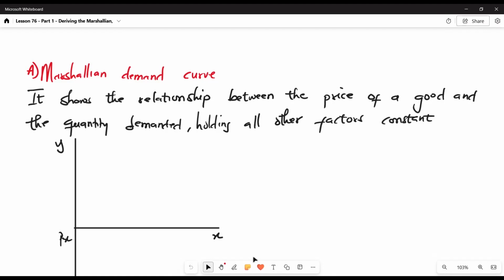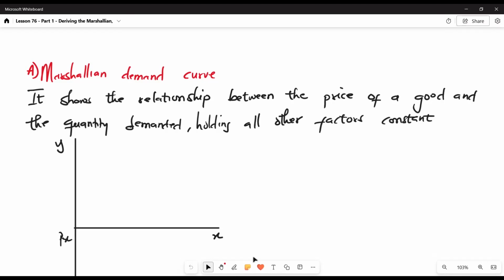The Marshallian demand curve shows the relationship between the price of a good and the quantity demanded of that good purchased by an individual, holding all other factors constant. We notice that this is the ordinary demand curve we are used to in economics.